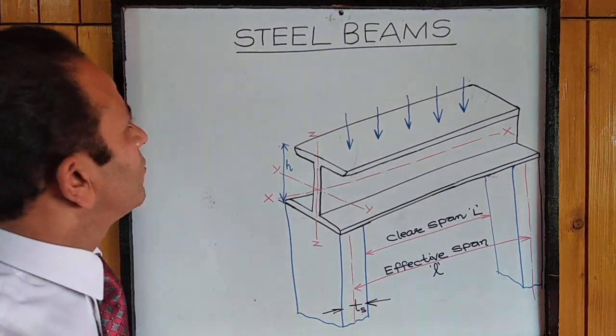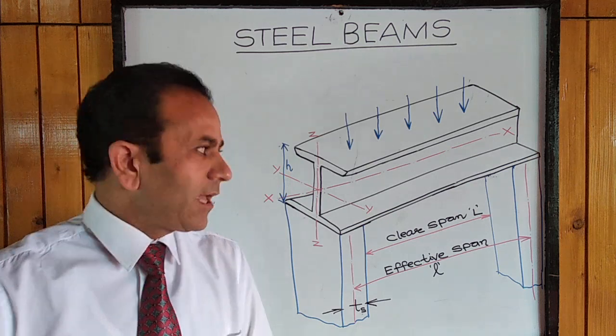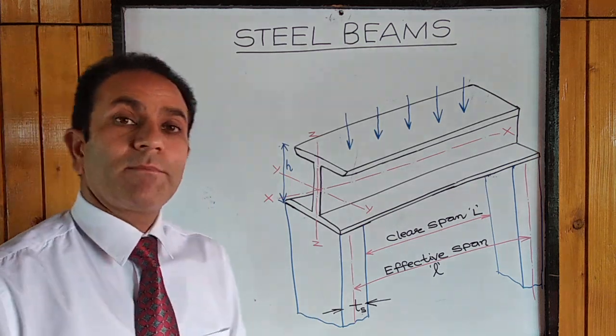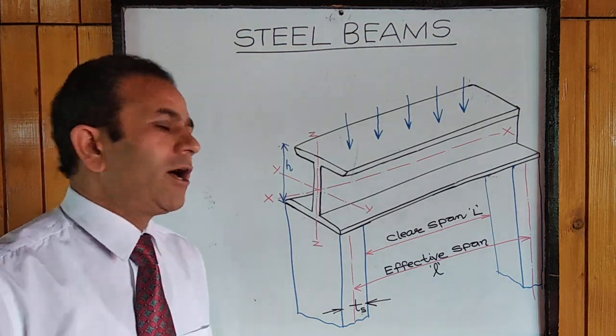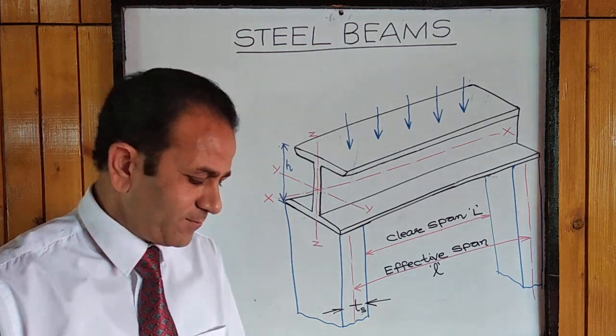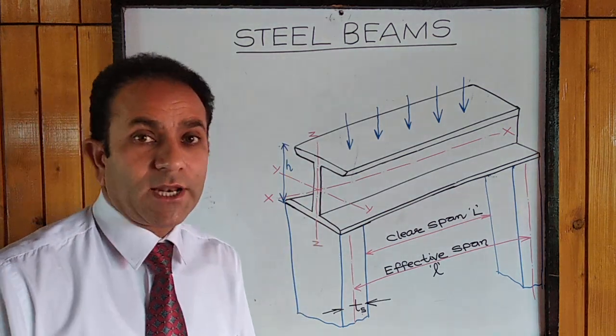In this video, we shall discuss the technical aspects of a steel beam and how the load carrying capacity, how much superimposed load we can allow on the beam, how much moment of resistance it will offer. So starting with the steel beam, a steel beam is a structure which looks something like this.